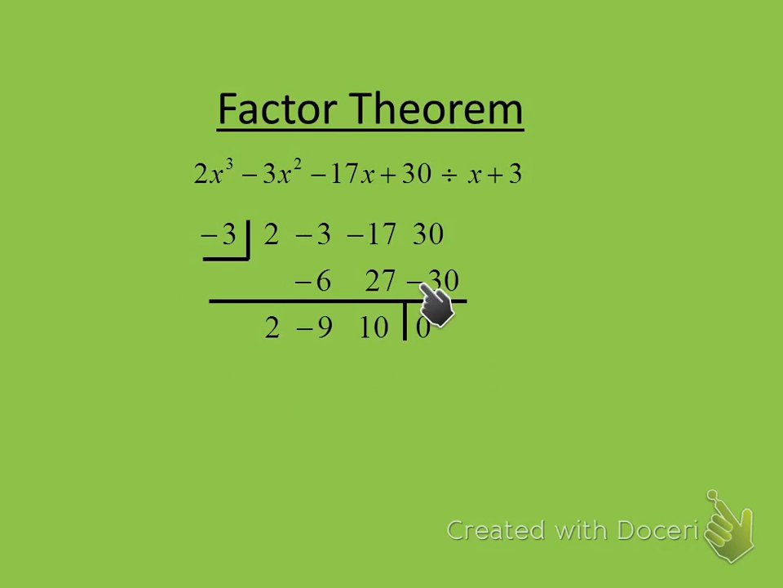When you do that synthetic division, you bring the 2 down, multiply by negative 3, get negative 6. Add, multiply, add, multiply, add. You get 2, negative 9, 10, 0. Okay? Everybody with me? 0 in this case is what? What's it called? The last number of these synthetic divisions is always your remainder. Good. Now, we got to take this one step further.